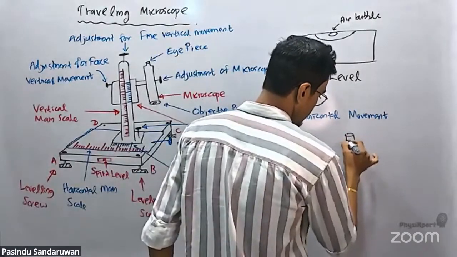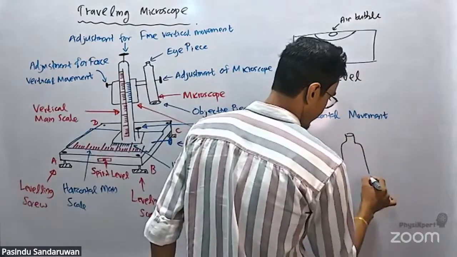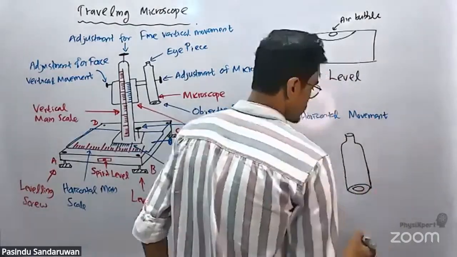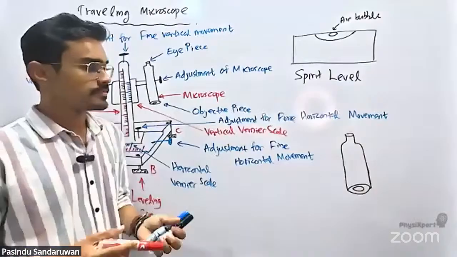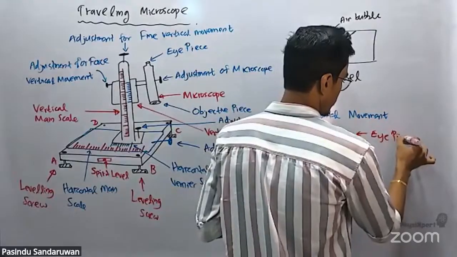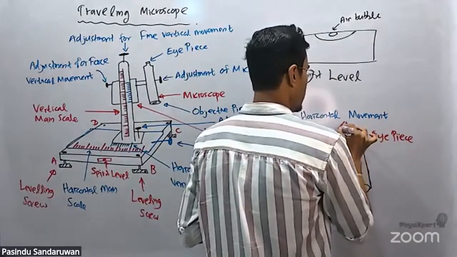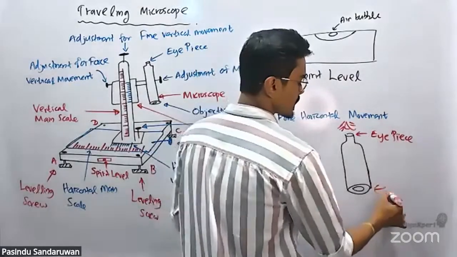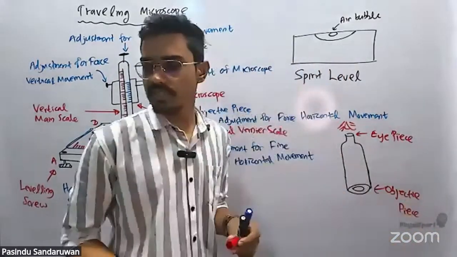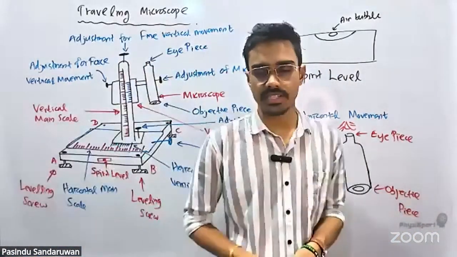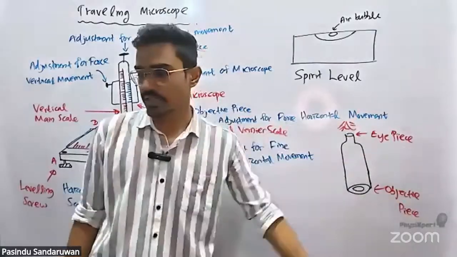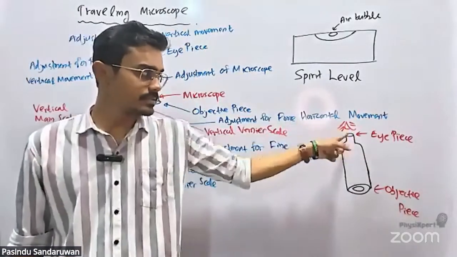It is like this. Both are convex lenses, and this is the eyepiece. That is to keep the eye, and this is the objective piece. Objective piece is to keep the object that you are going to measure. You have to keep the object in front of the objective piece. Take this down. This part is the eye.